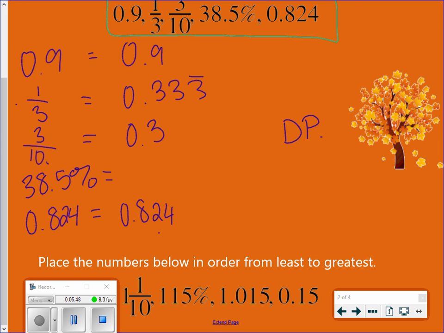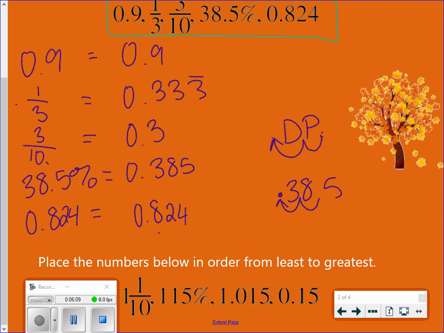If I'm changing from a percent to a decimal, again, we divide by 100, so that's going to move my decimal 1, 2 times to the left. Okay? So if I have 38.5%, I'm going to move it 1, 2 times this way. So that makes it 0.385. Now again, I like to have my decimals look as similar as possible.